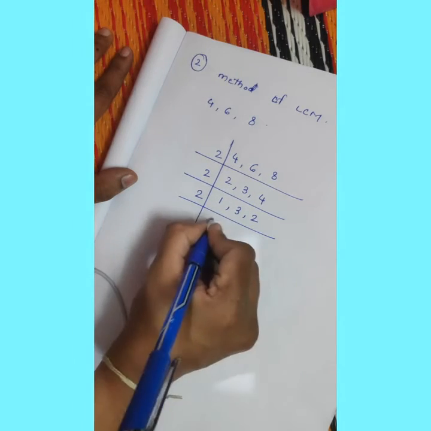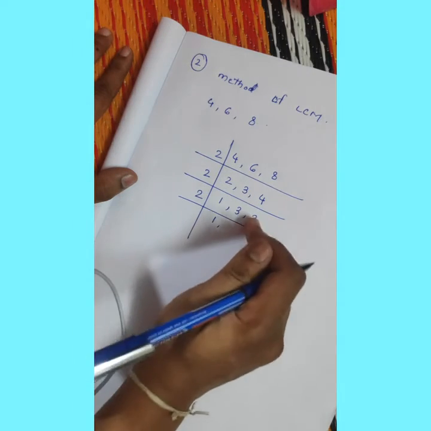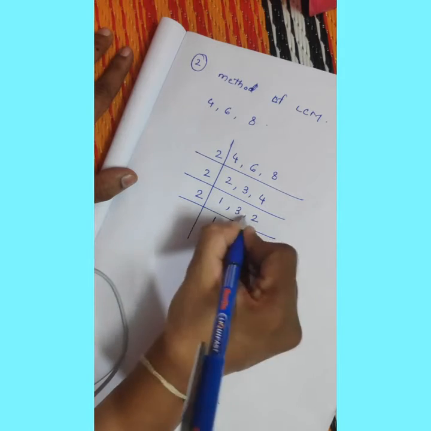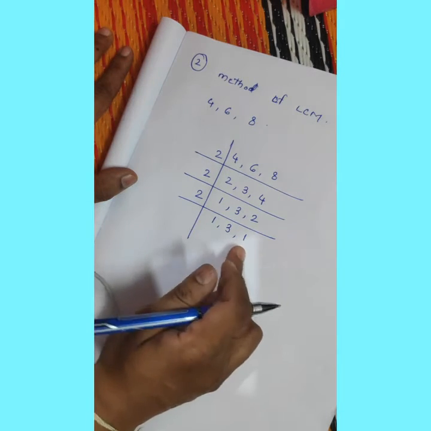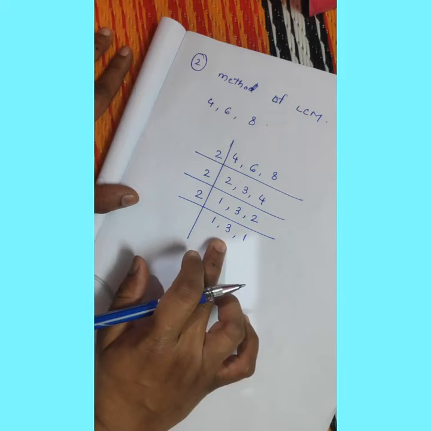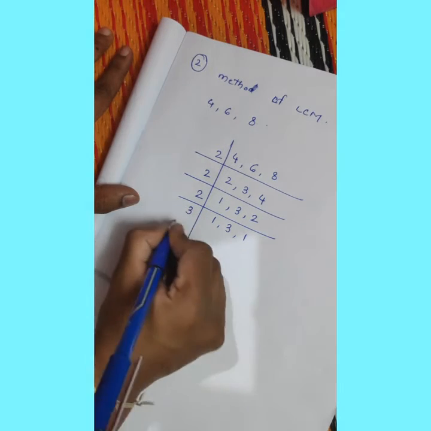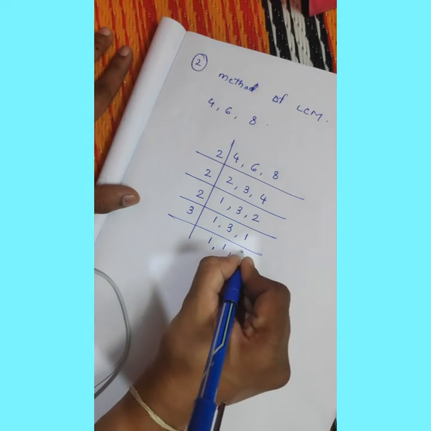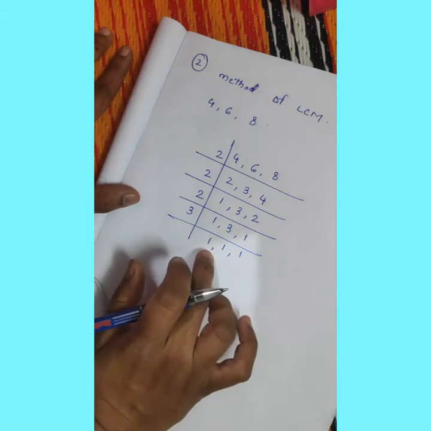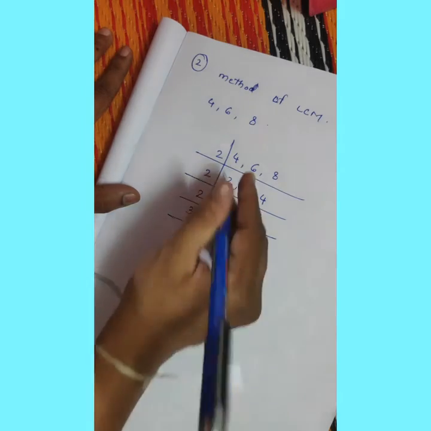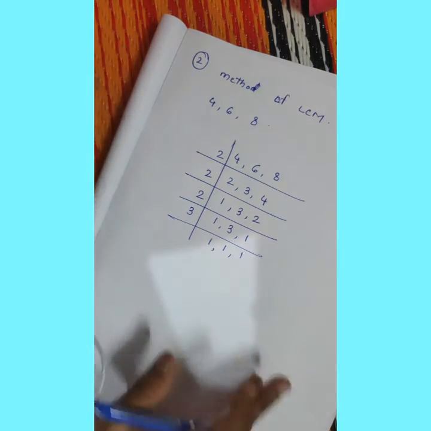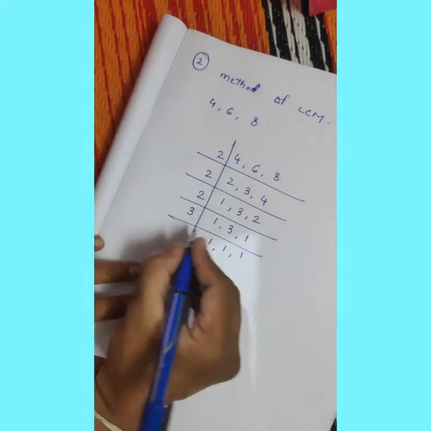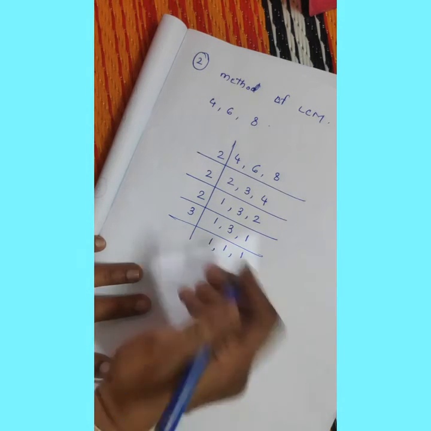Again, 2 1 as it is, 3 as it is, and 2 ones are 2. Now 1 and 3 are remaining. Now we will take 3. 3 1 as it is. Now 3 ones are 3 and 1 as it is. All three remainders will be 1 1 1. Now further division is not possible.